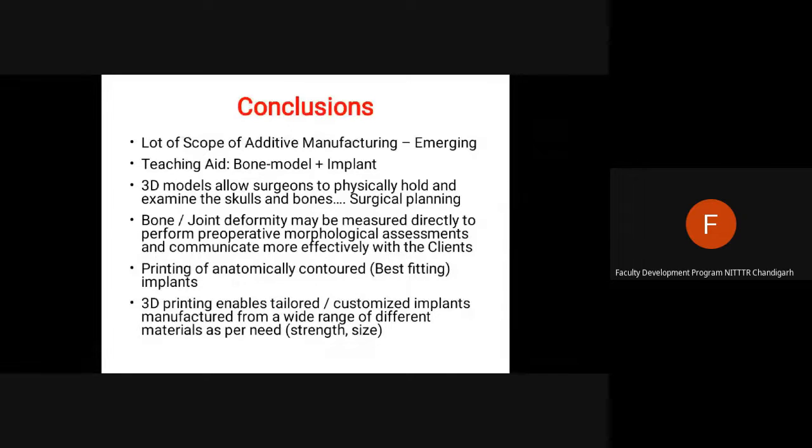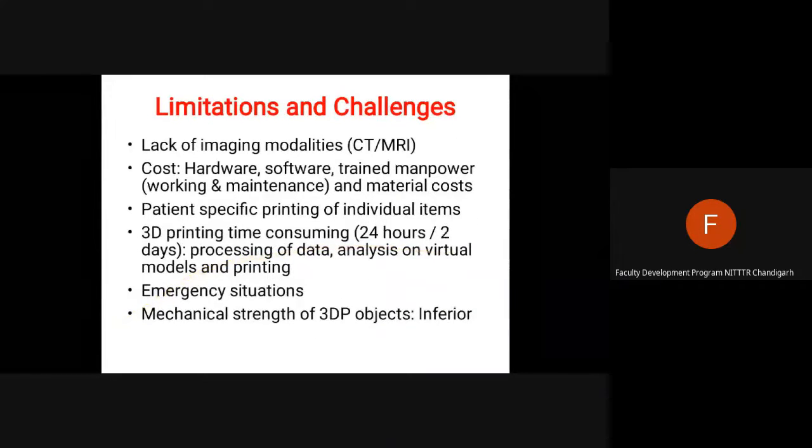Bone or joint deformity can be assessed, like I have shown you the bending of the limbs. Deformities like that can be assessed, and the surgery can be planned. Printing of anatomically contoured best fitting implants is also possible. Then customized implants may be made based on the patient needs, and depending upon the strength and size, because I told you the body weight of the dog varies a lot, even up to 90 kg. So this is the area where we can use patient specific implants.